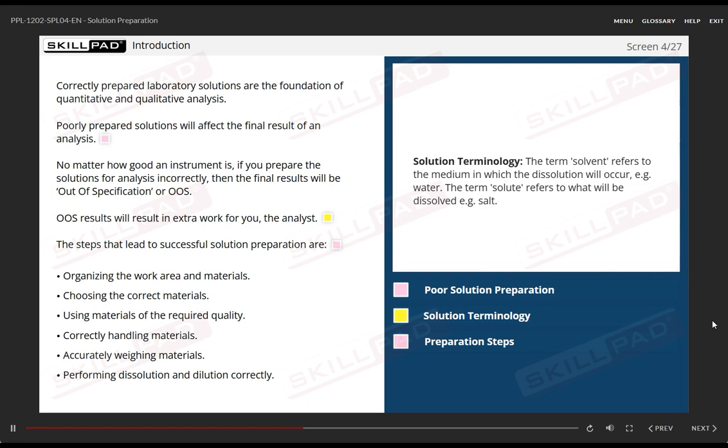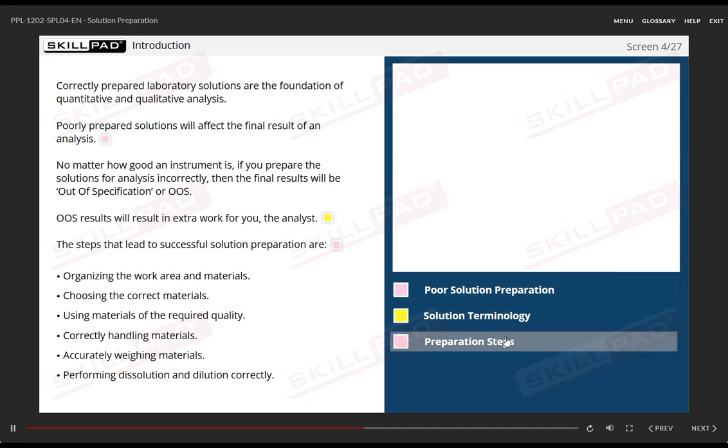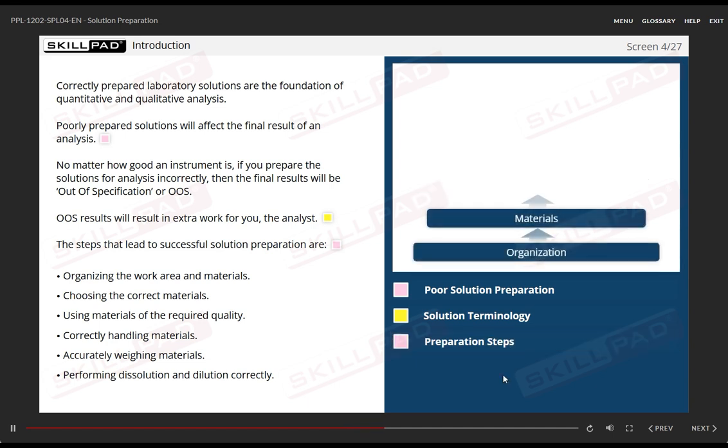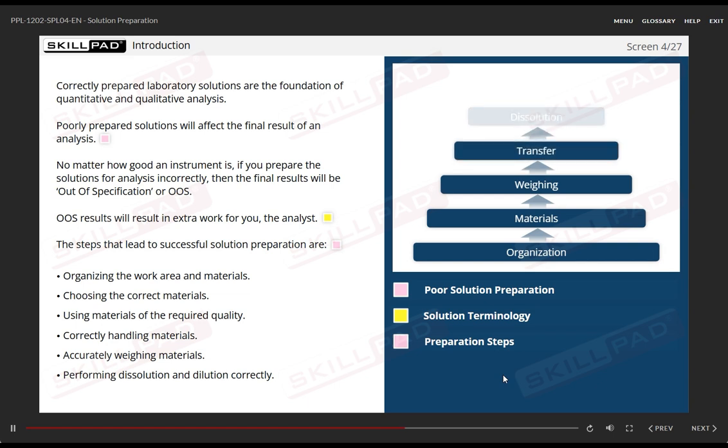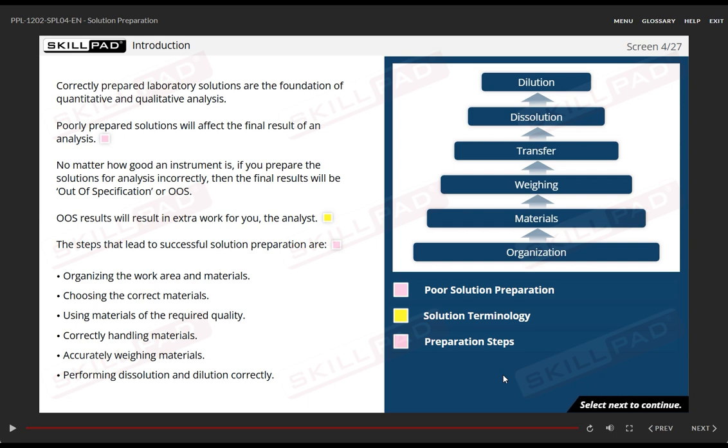OOS results will result in extra work for you, the analyst. The steps that lead to successful solution preparation are organizing the work area and materials, choosing the correct materials, using materials of the required quality, correctly handling materials, accurately weighing materials, accurately transferring materials, performing dissolution and dilution correctly.